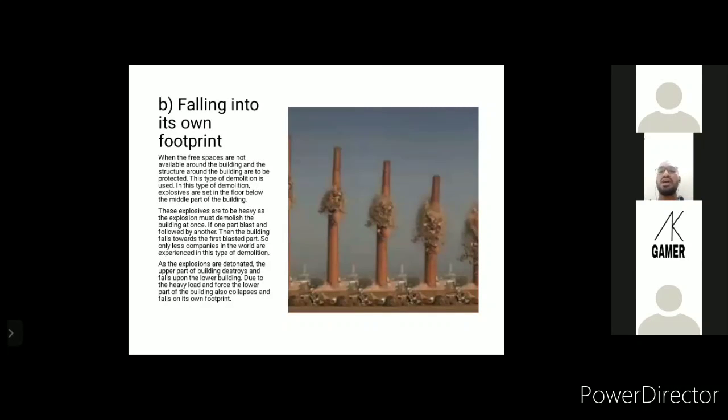Falling into its own footprint. When free space is not available around the building and the structures around the building are to be protected, this type of demolition is used. In this type of demolition, explosives are set in the floor below and the middle part of the building. These explosives are to be heavy as the explosion must demolish the building at once. If one part blasts and is followed by another, then the building falls towards the first blast part. So only a few companies in the world are experienced in this type of demolition.